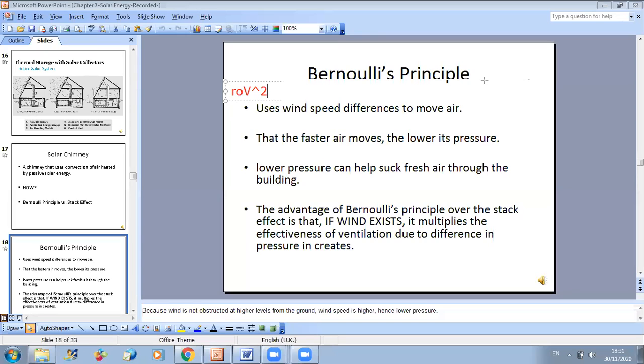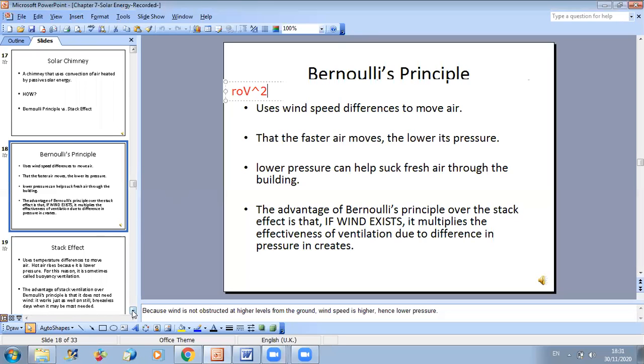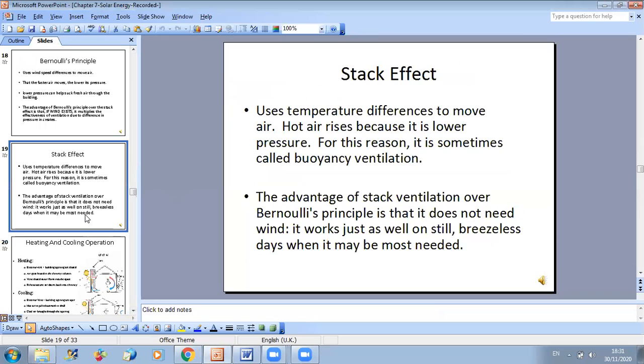Okay. So now let us see in other slides in detail these two aspects. For the stack effect, it will use temperature differences to move air. Hot air will rise because it's lower pressure. For this reason, it's sometimes called buoyancy ventilation. The advantage of stack ventilation over Bernoulli's principle is that it does not need wind. It works just as well on still, breezeless days when it may be most needed.